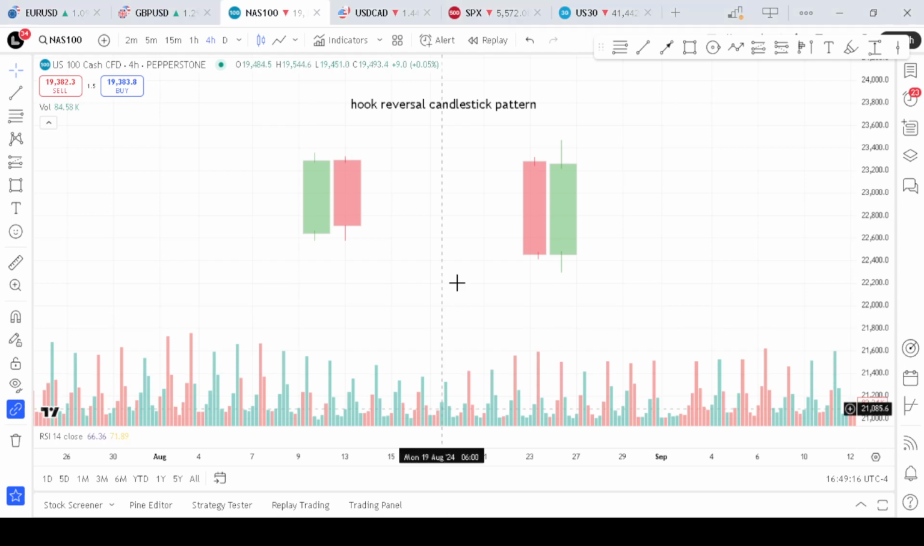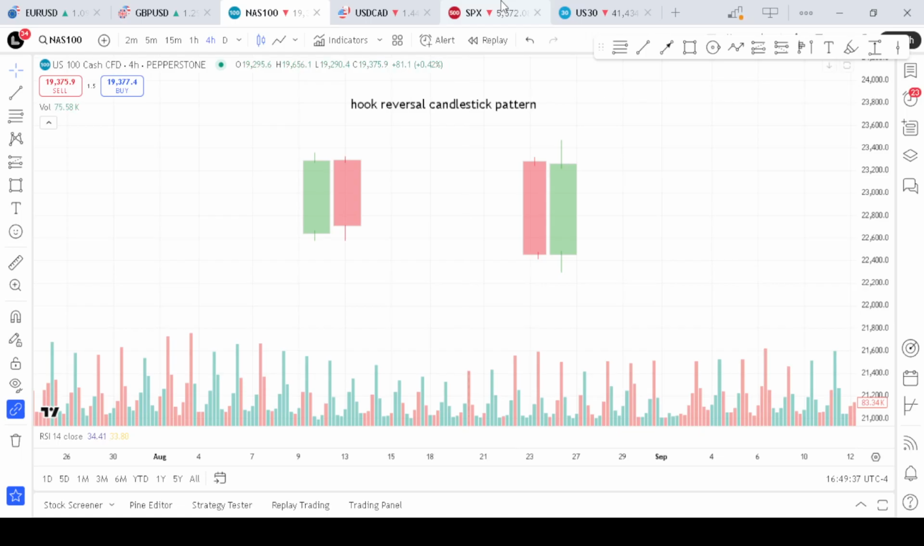Hello traders, welcome back to the Forex gig, where we dive deep into the tools that can help you make smarter trading decisions. In today's video, we're going to be talking about the Hook Reversal Candlestick Pattern, an essential tool for identifying potential trend reversals in the market.